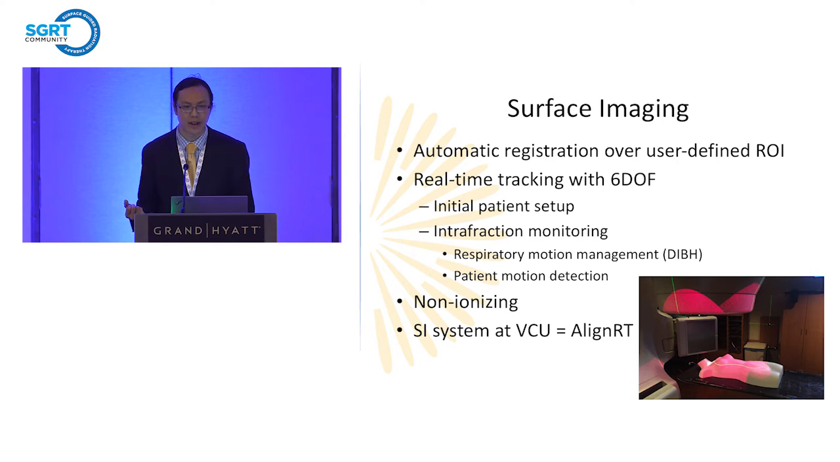And at VCU we have the AlignRT system equipped on a TrueBeam, and that's the machine that we treat all of our SBRTs on because we have the FFF mode. So all of our data comes from this particular setup that you see in that image.